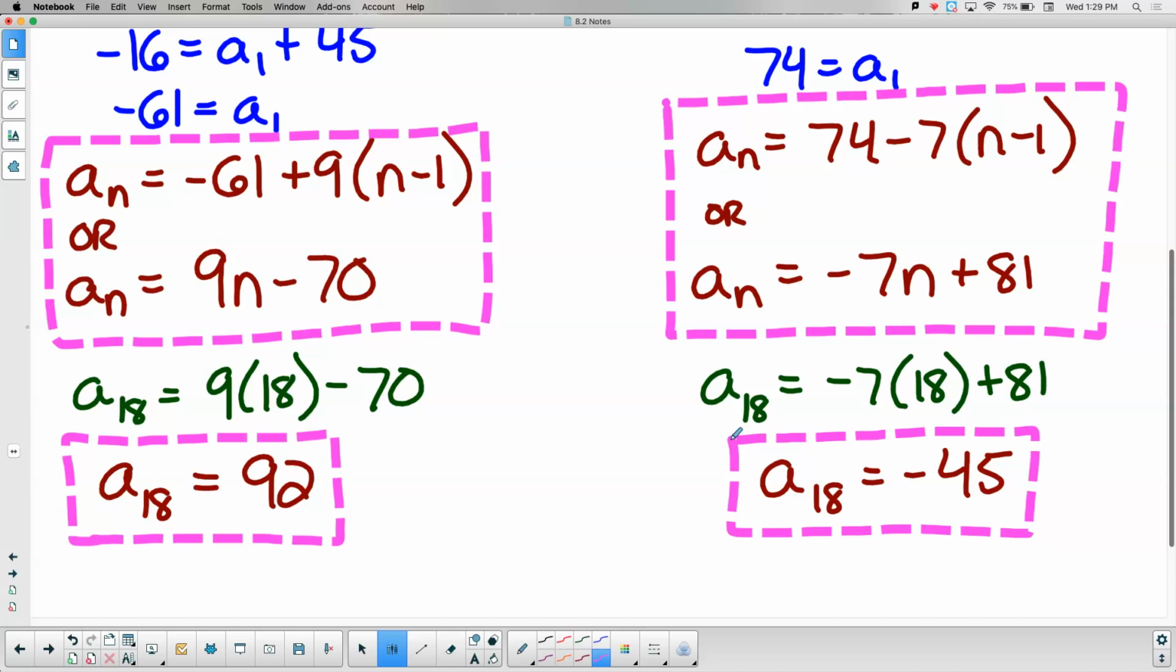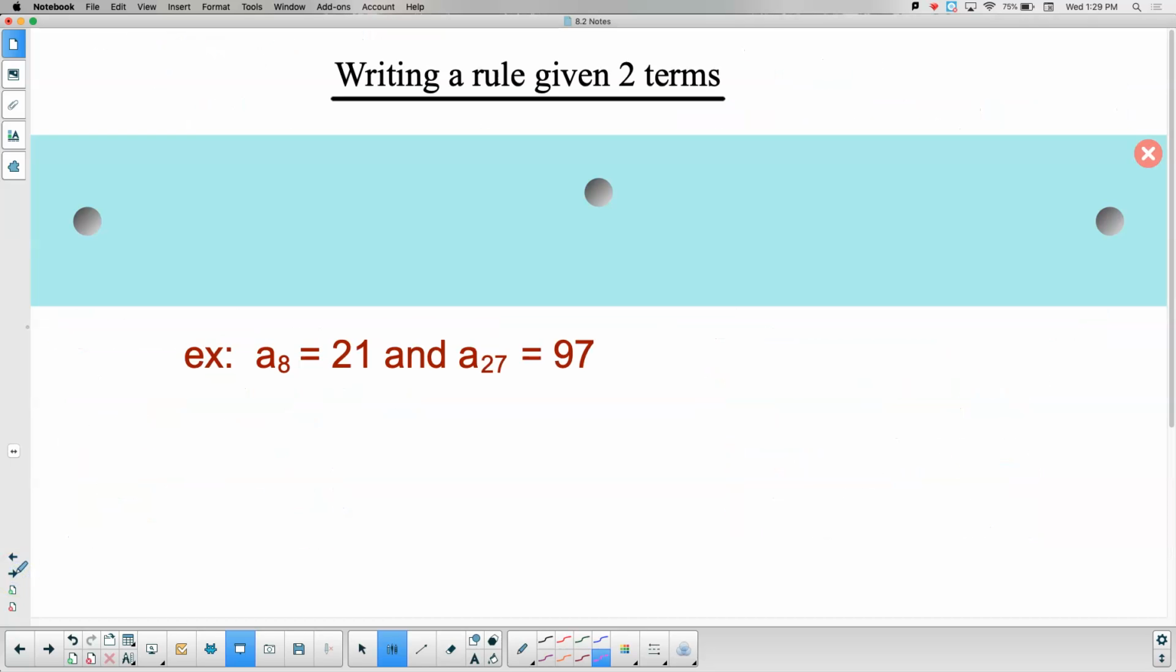On the homework, do we have to put both of those? One of them. Just one. Okay.